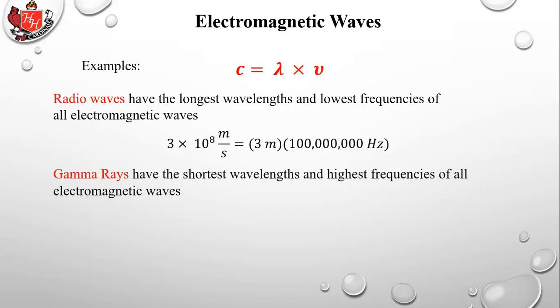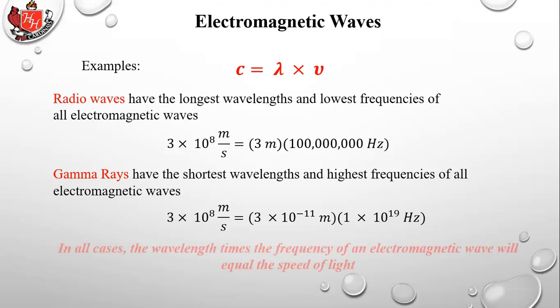Gamma rays have the shortest wavelengths and the highest frequencies of all electromagnetic waves. So there you see, again, c has to be 3 times 10 to the 8th. That's the speed of light. It's a constant number. There you see the wavelength is very short. It's 3 times 10 to the -11th meters. And therefore the frequency has to be very large. It's 1 times 10 to the 19th. But the frequency times the wavelength have to multiply to equal 3 times 10 to the 8th. In all cases, the wavelength times the frequency of an electromagnetic wave will be equal to the speed of light.